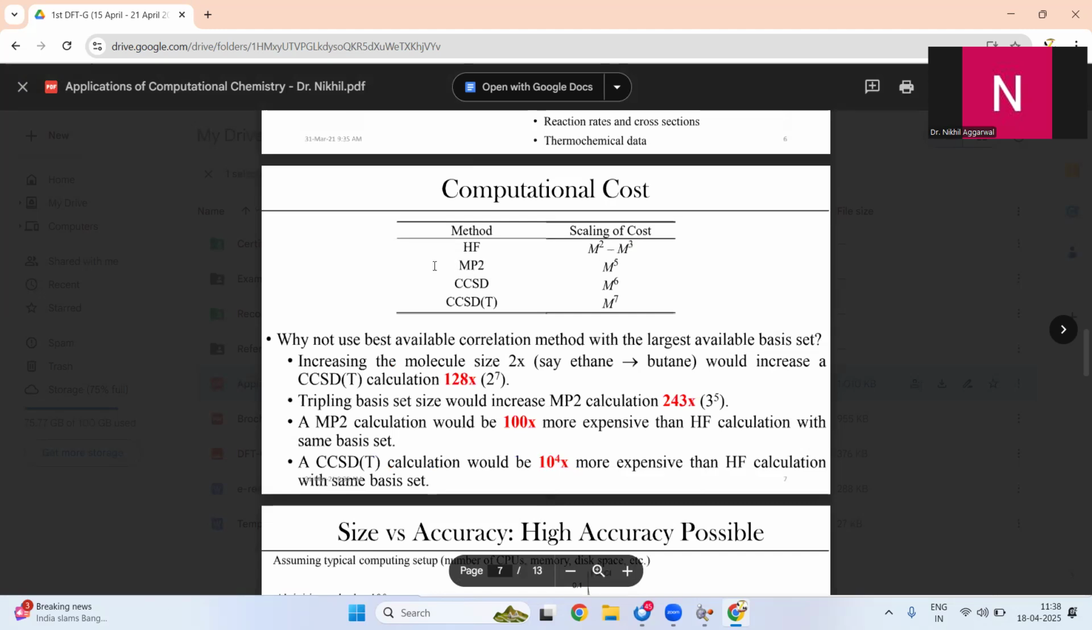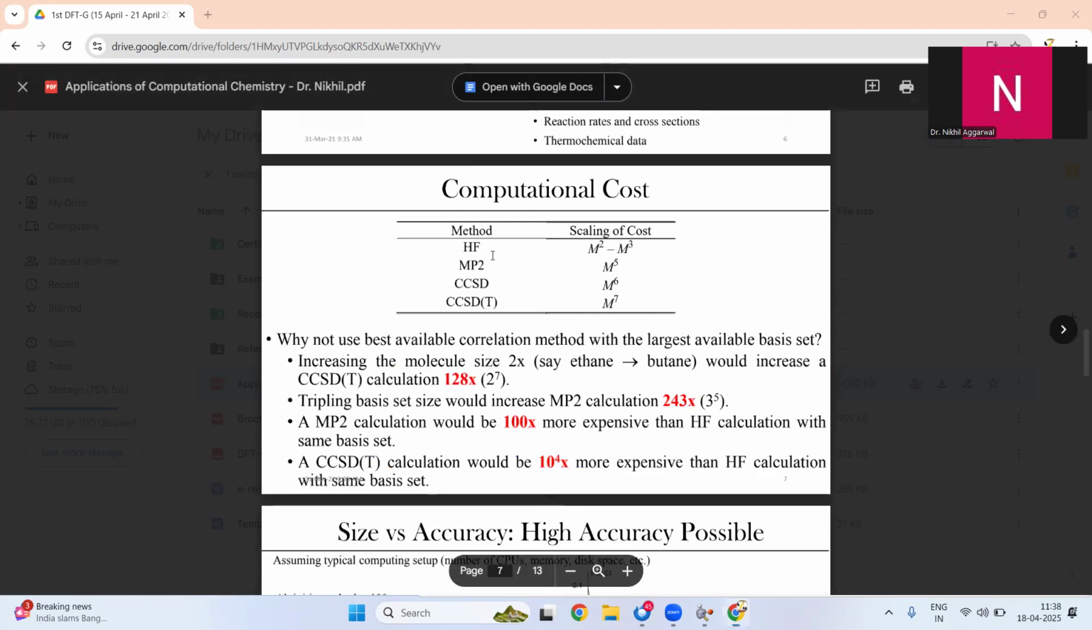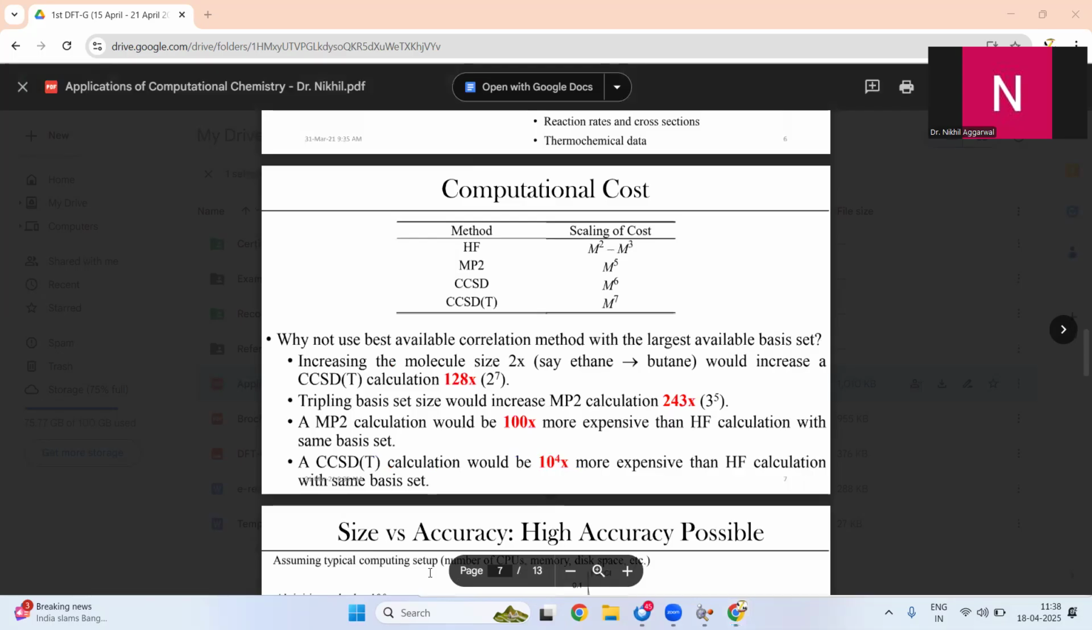DFT lies in between HF and MP2. These are the published results in some of the journals. So HF, MP2, CCSD, CCSD(T). As we go down in the list, the calculation time increases. Do all the approximation models exist in other software like VASP and Quantum Espresso? Yes. See, the approximation lies in the theory model, so they are the same irrespective of whatever software you are using.